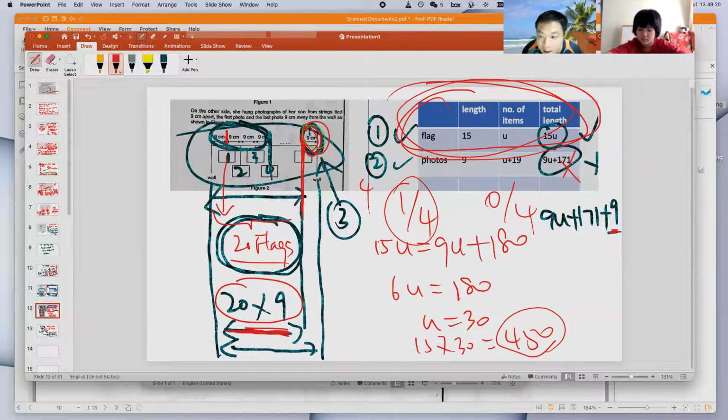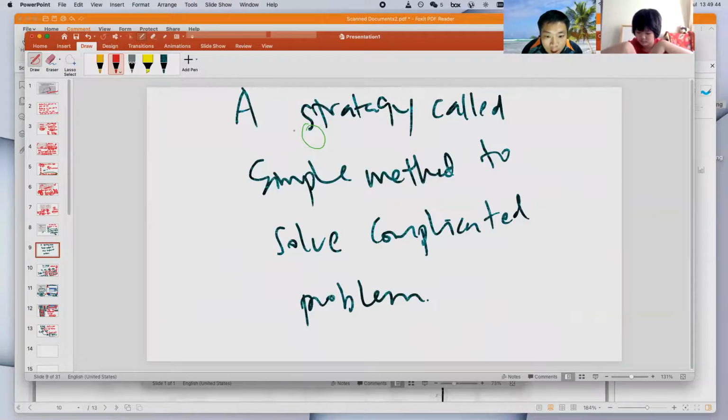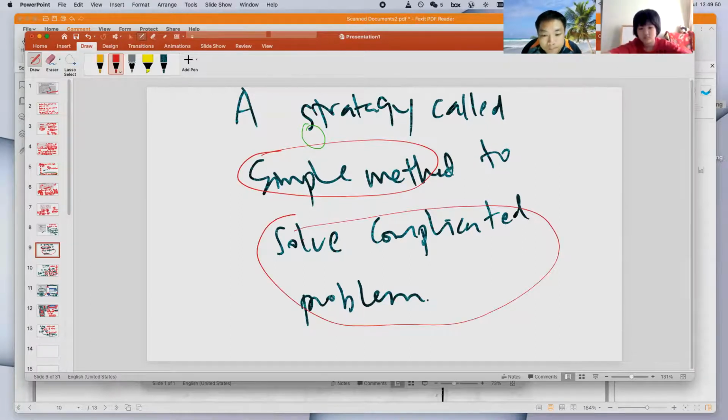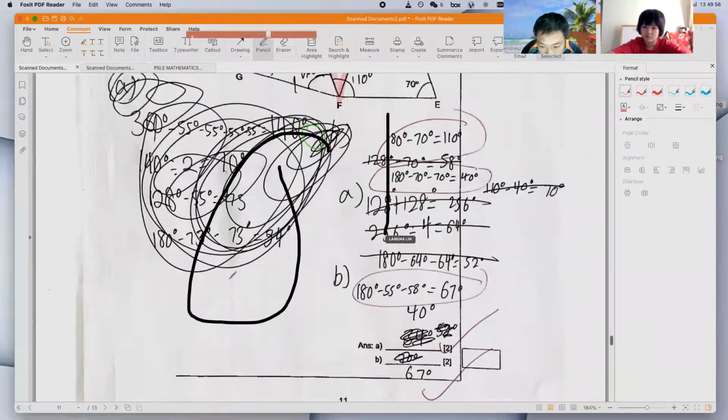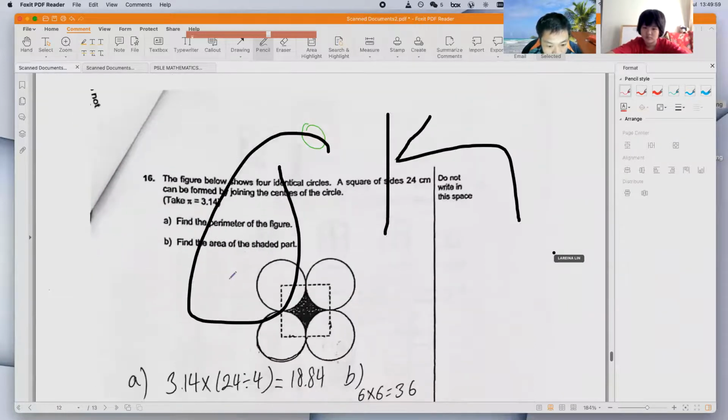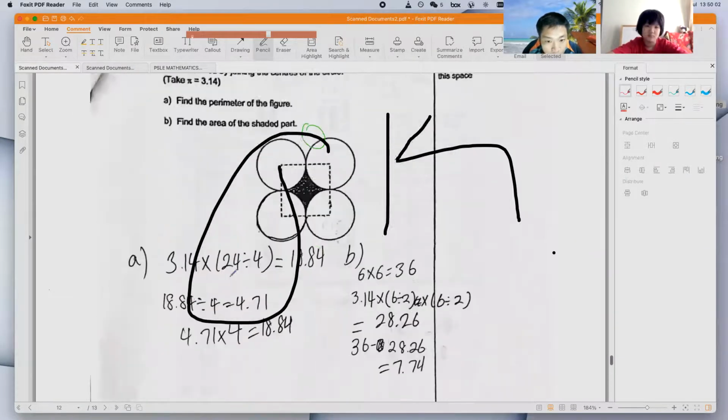If you manage to plus the 9, then you get full marks. So this question is worth looking at, worth discussing. Hopefully next time if you ever get such a question, please make use of this strategy. Simple method to solve complicated problem. Okay, next question. This question, and this question, we have done before, I think.